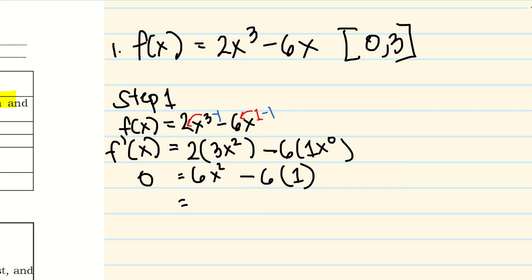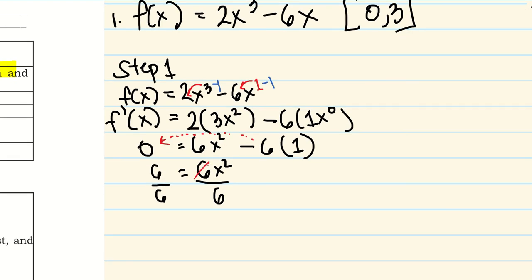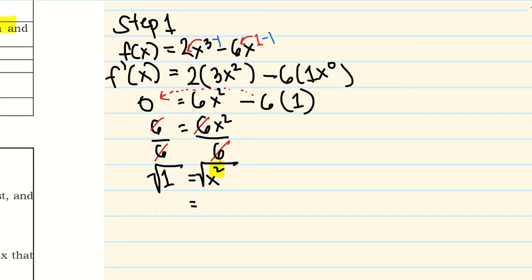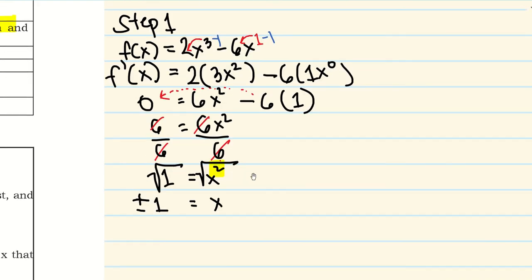Then we equate it to 0. We transfer the 6 there, so it becomes 6 equals 6x squared. We divide both sides by 6, so we can cancel, and 1 is equal to x squared. Then we take the square root in order to get rid of the square. So we take the square root, and it becomes plus or minus 1 equals x. Always remember, when we take a square root, it's always plus or minus. So now we have the critical values.